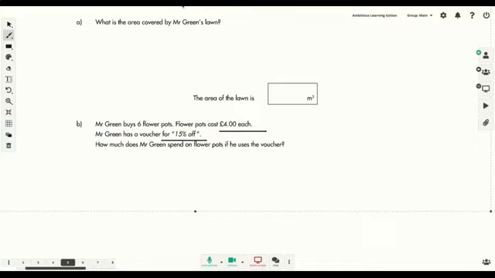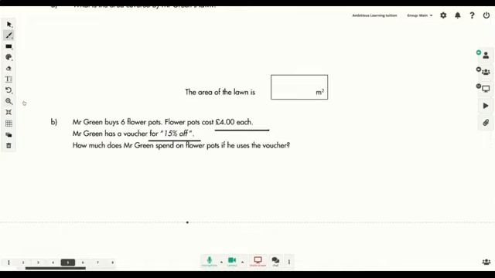So basically, if he uses his voucher, how much will he get? Let me zoom in a little bit if you guys can't see it. It's better now. Try doing this yourself. Then I'll give you a minute to do it. It's easy. First, you need to find the cost for 6 multiplied by 4. That gives you guys 24.